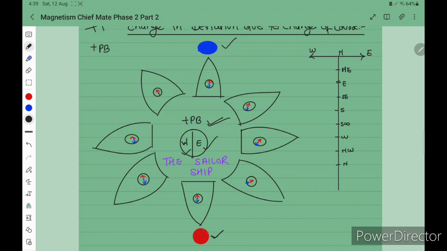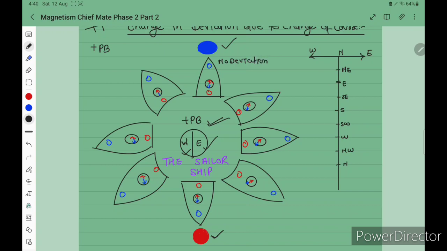In PB, that means the blue pole is acquired at the bow. Okay, so blue pole acquired at the bow. We make blue pole acquired at the bow in all headings, and the red pole at the stern. Understand? Now, the line of force is leaving from earth, leaving from the red and entering the blue, going this way. Okay. Now, if you see here on the northerly heading, it's blue here and red down, so there is no deviation because it is in the parallel line.